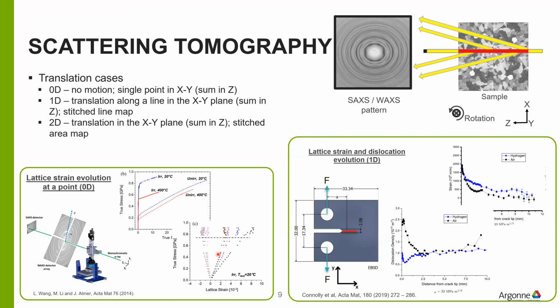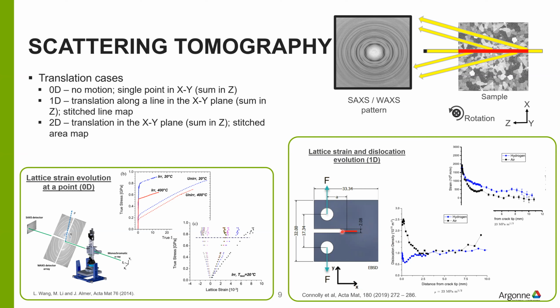Now you can build on that idea and do 1D or 2D translations in X and Y, so perpendicular to the beam. And you can now start to get a map. In this case, it's a line on the sample. A compact tension sample was pulled to grow the crack, and this user wanted to study how, as the crack is propagating in a hydrogen environment, the strain distribution and dislocation density distribution change in the crack front.